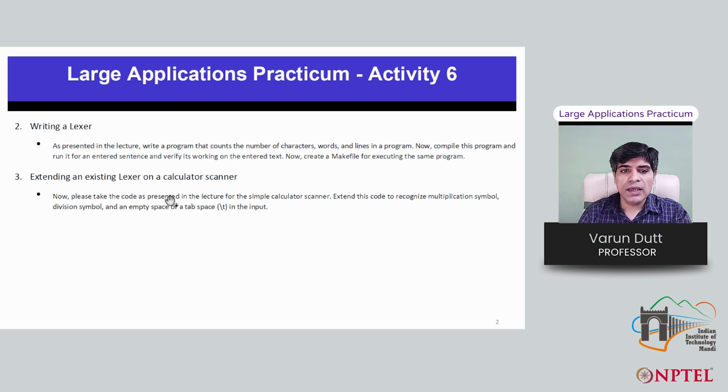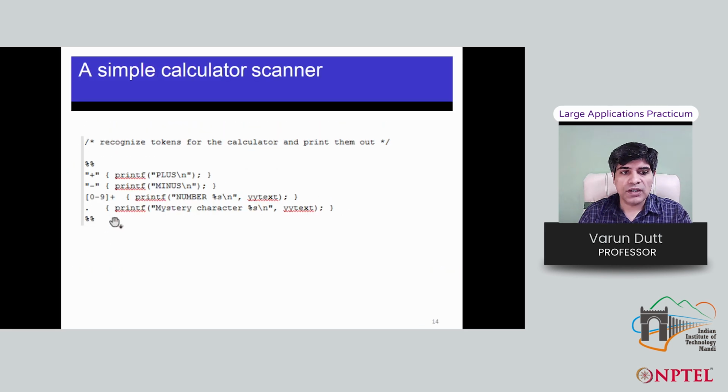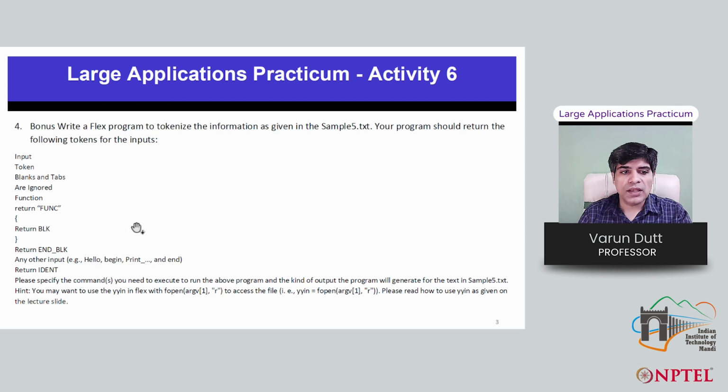And second, we need to extend an existing lexer, the calculator scanner, and you can also create tokens for the multiplication symbol, the division symbol, and the empty space and tab character in the input. So this particular example we need to extend. Please try these out on your own, and we can discuss.